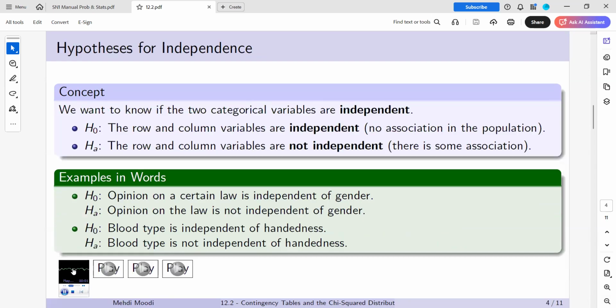The null is always the boring story. No relationship, nothing to see here. The alternative is the spicy story. Something is going on between these variables. The chi-square test is basically asking, are these differences big enough to blame more than random chance?